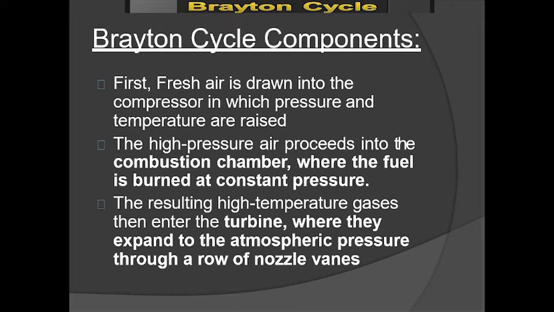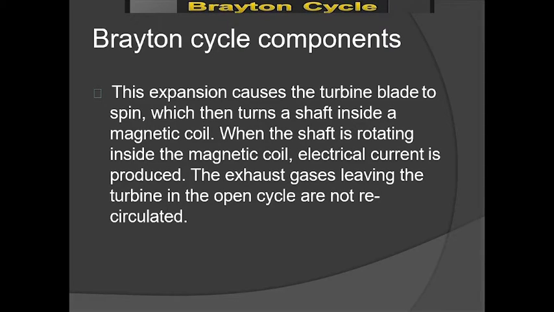The resulting high temperature gases then enter the turbine where they expand to the atmospheric pressure through a row of nozzle vanes. This expansion causes the turbine blades to spin, which then turns a shaft inside the magnetic coil. When the shaft is rotating inside the magnetic coil, electrical current is produced. The exhaust gases leaving the turbine in the open cycle are not recirculated.